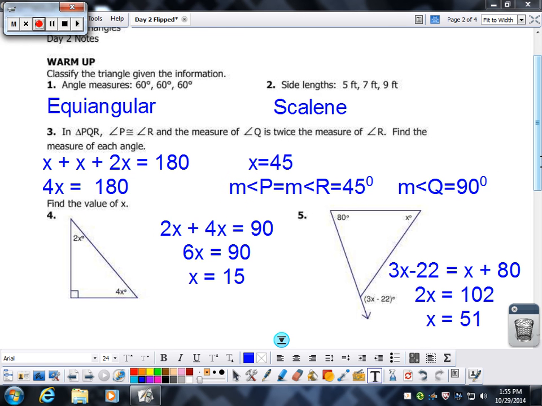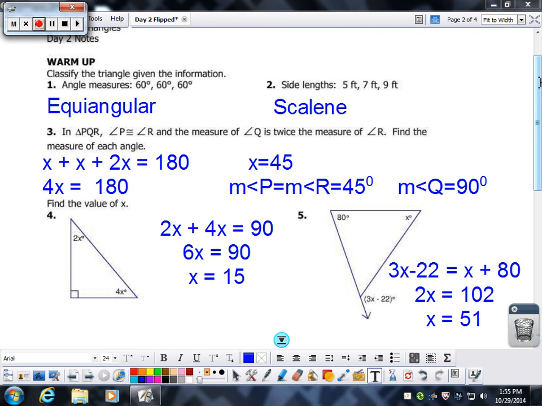This is Intro to Triangles, Day 2 notes. In the warm-up, numbers 1 and 2 ask you to classify the triangle. In number 1, all three angles have the same measure, which makes this an equiangular triangle. For number 2, the side lengths of this triangle, all three are different, which makes this a scalene triangle.